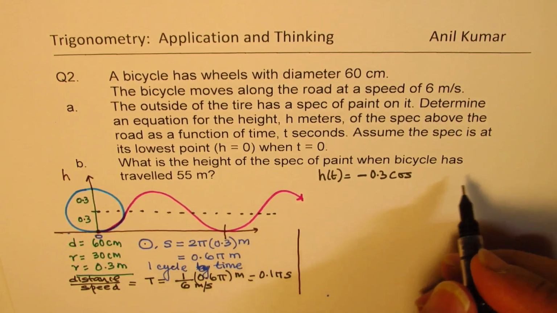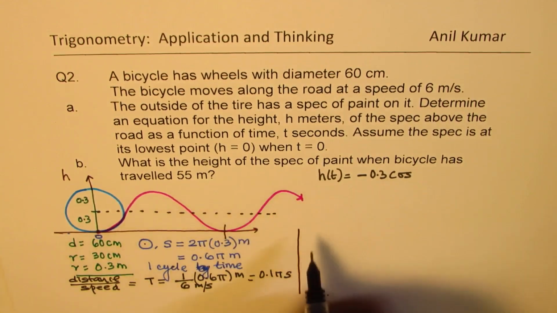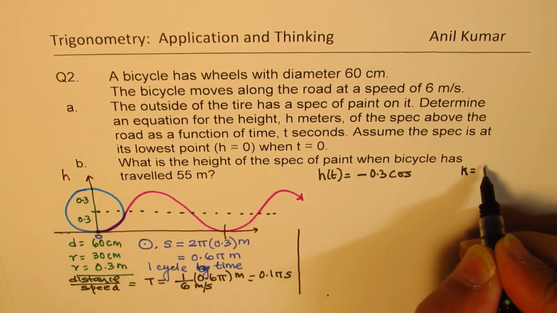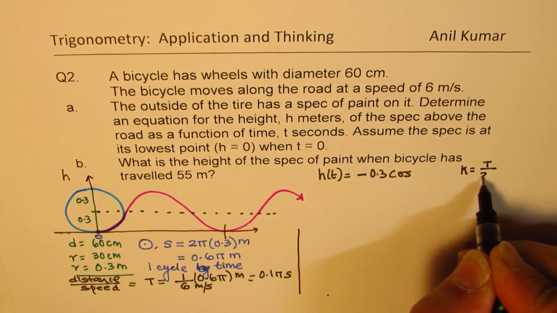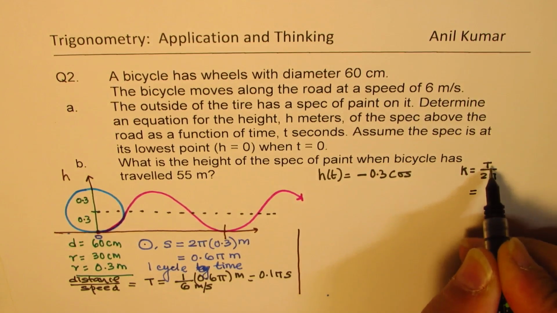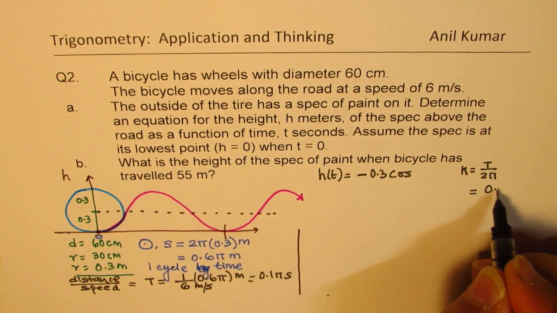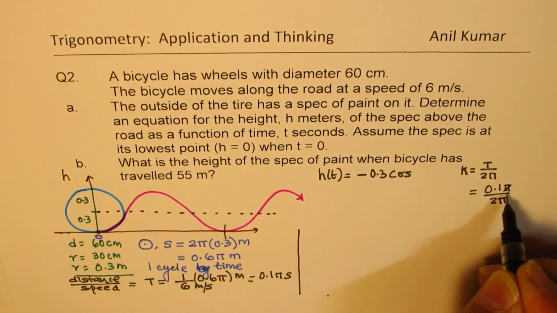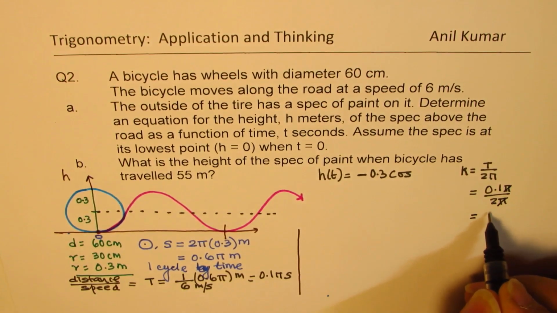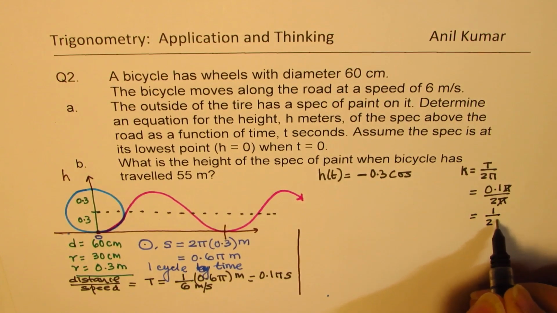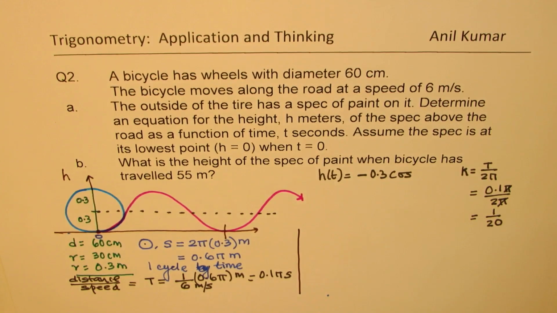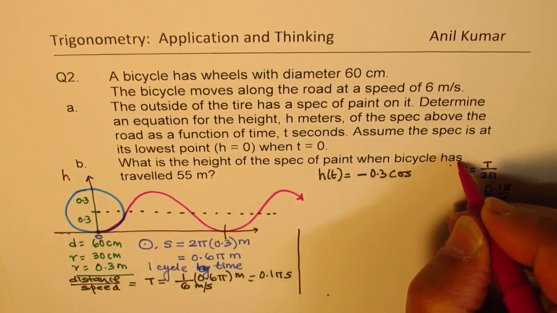So let's find k before writing this. k is equal to time period by 2 pi. In this case, time period T is 0.1 pi. We are going to divide by 2 pi. So pi and pi cancel. So we get 1 over 20, right? So 0.1 over 2, better to write as 1 over 20. So that is the value of k.